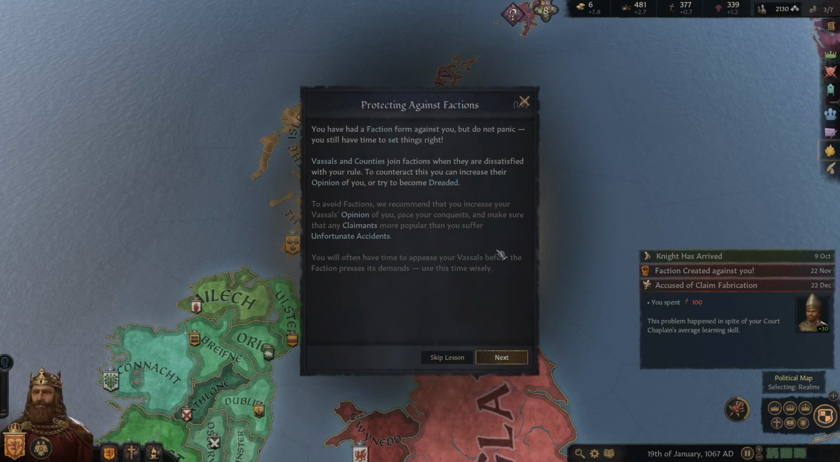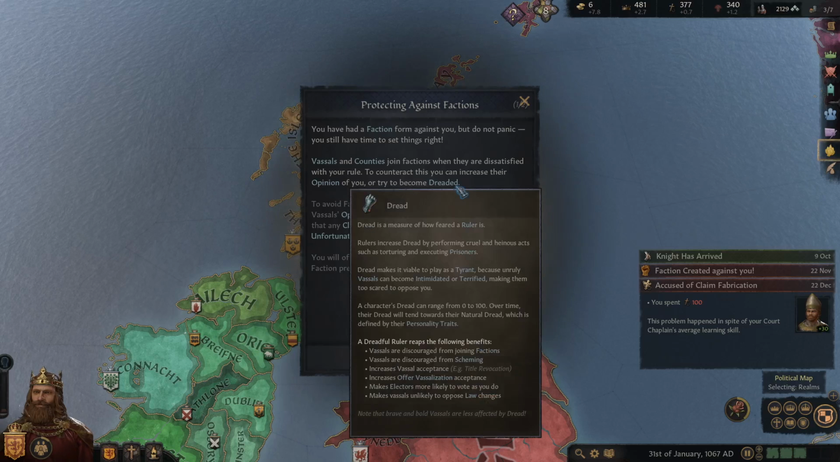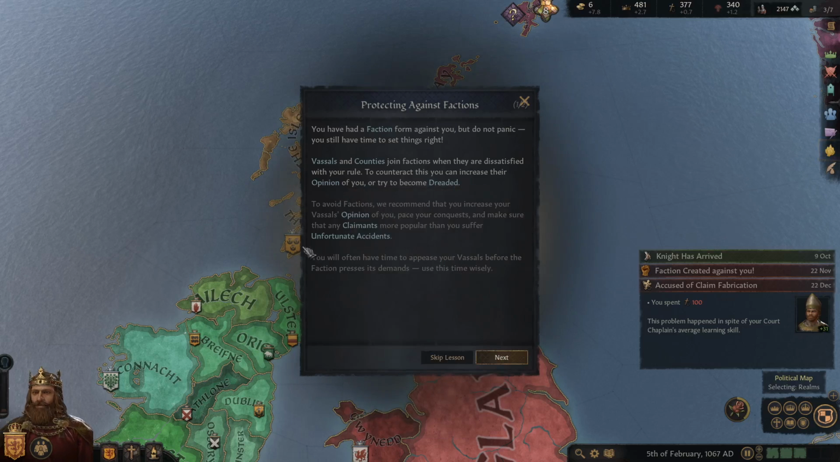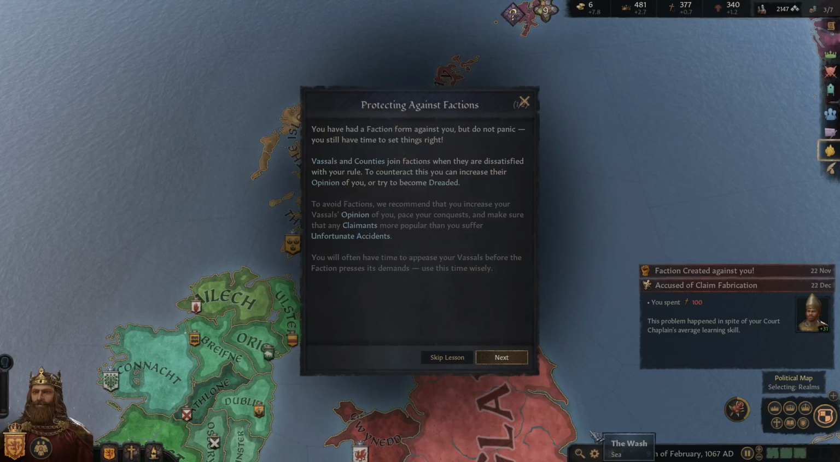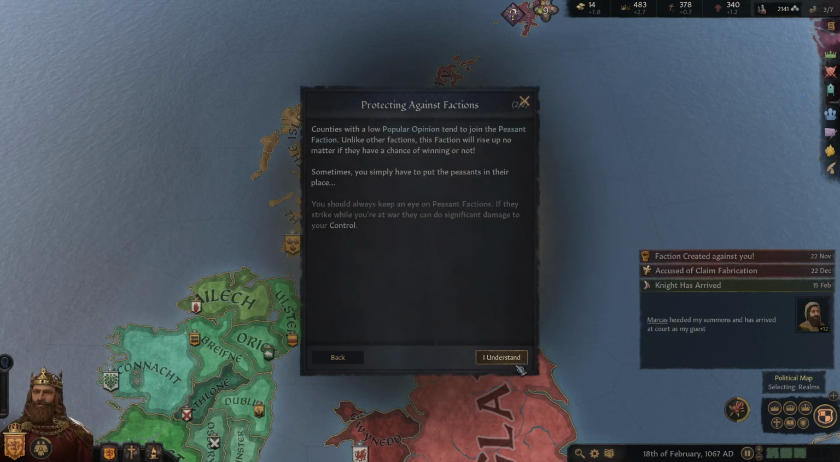Protecting against factions. Do not panic. You still have time to set things right. Vassals and counties join factions when they are dissatisfied. To counteract this, you can increase their opinion of you or try to become dreaded.